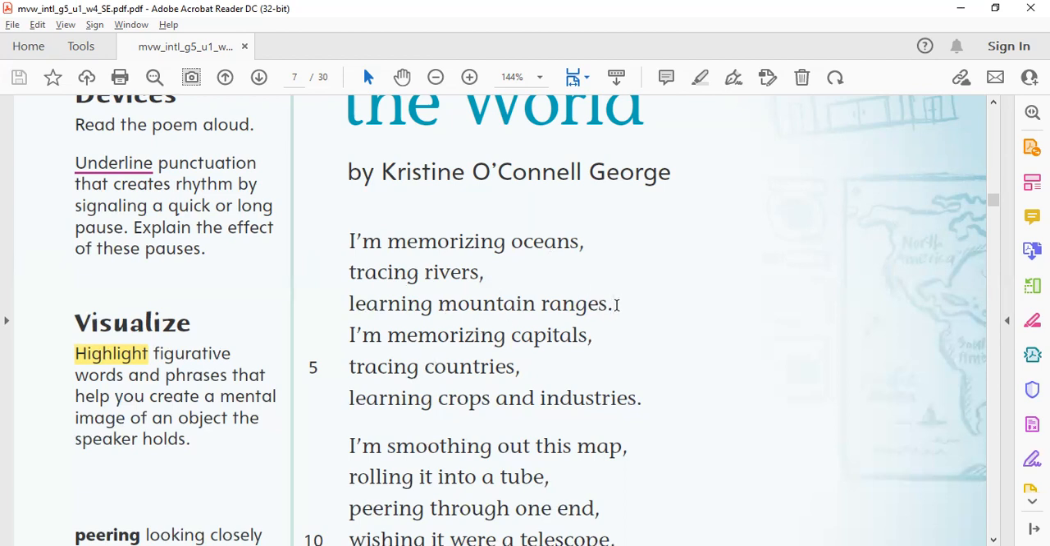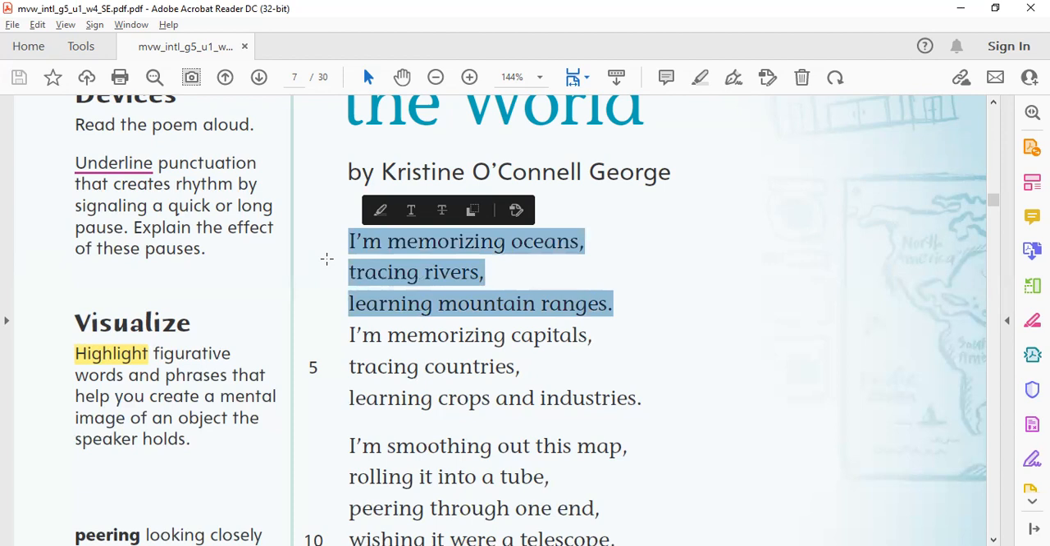So what is the idea in the first three lines here? Oceans, rivers, and mountain ranges. Are they man-built or are they nature-built? What's the meaning of that? The man made them, or they are just there? They are natural.